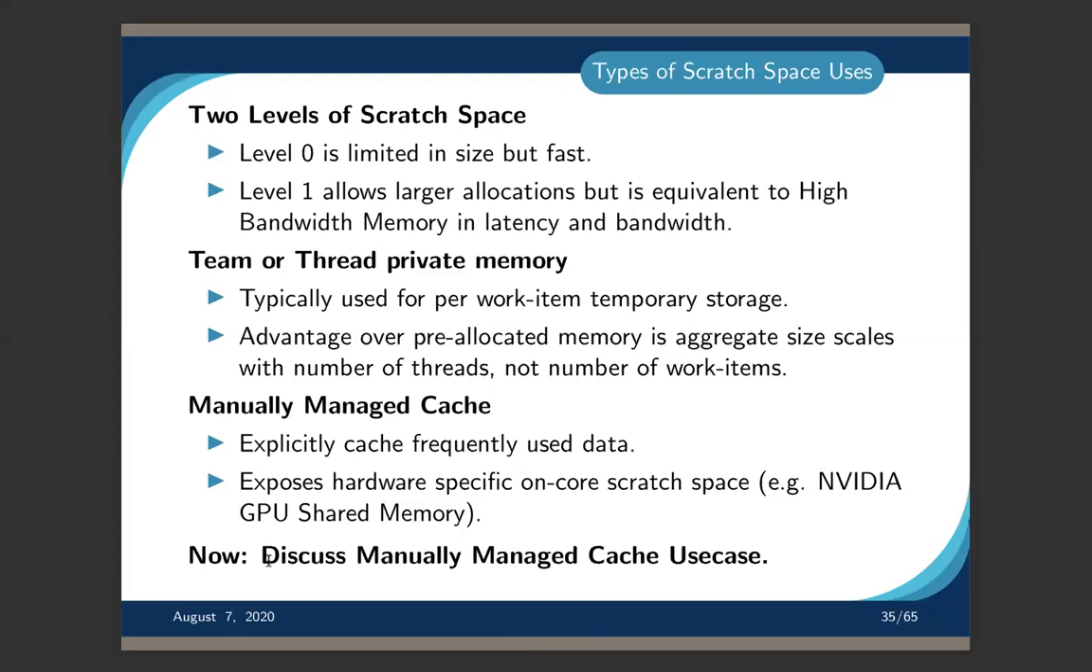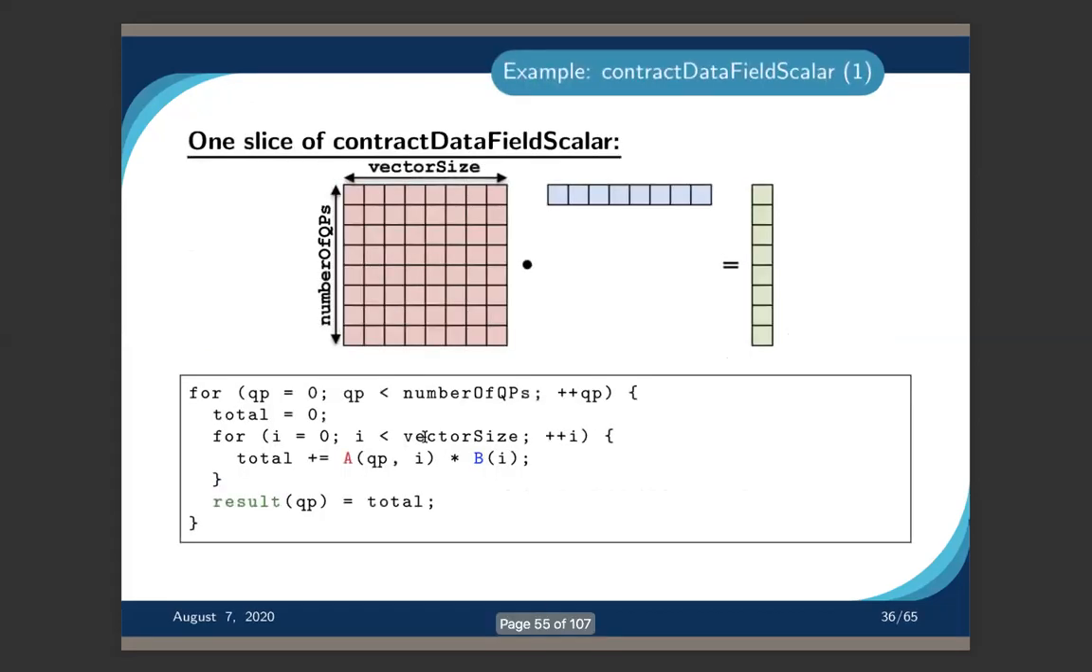What we're going to discuss largely is the manual managed cache use case. So the examples we have are for that, but the way it works, the mechanics of it are exactly the same, right? It's using the same API, it's using the same mechanisms underneath. It's just a different flavor of use case.